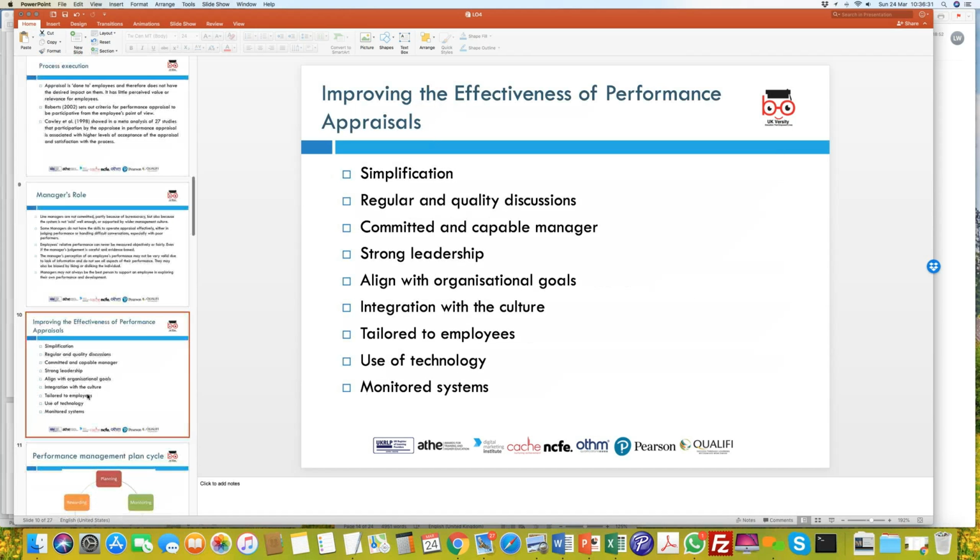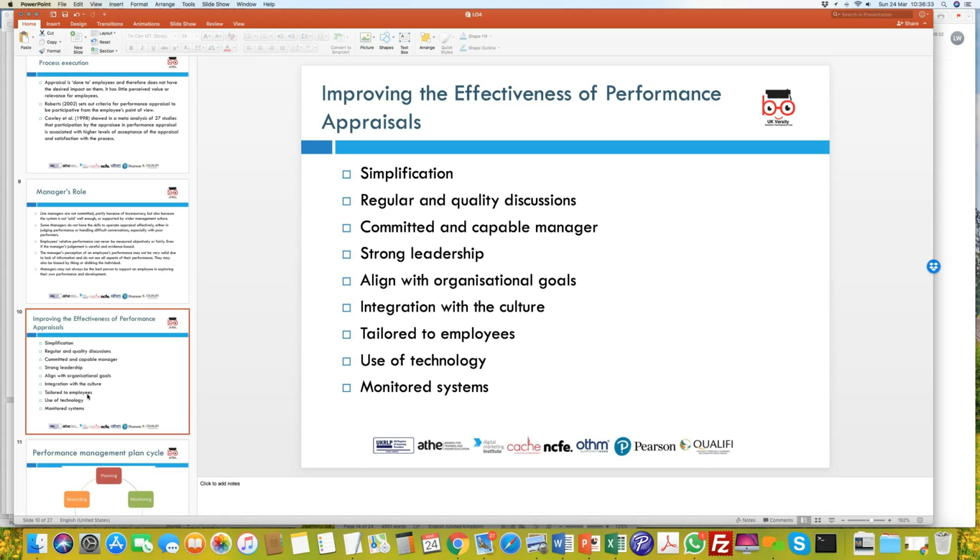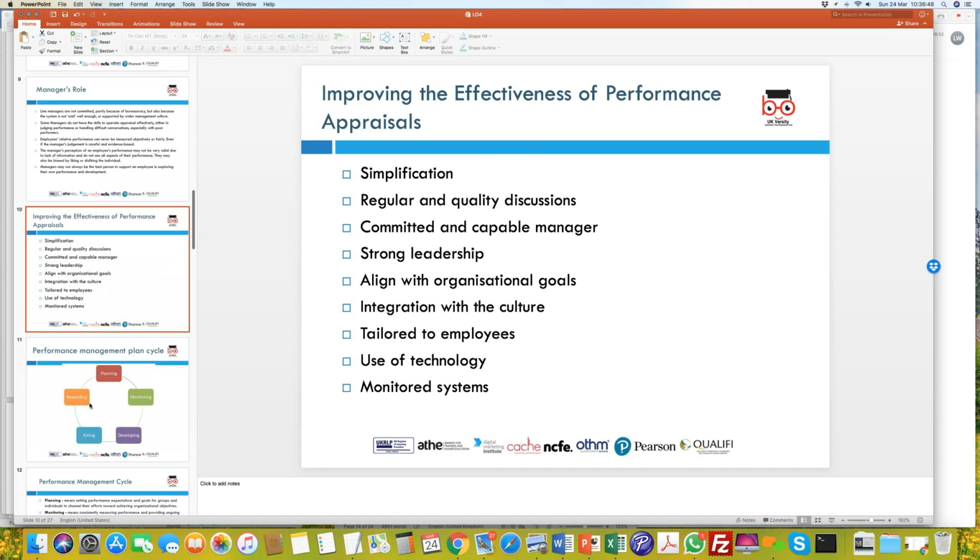Now, when we look at how performance appraisal improves effectiveness, how do we look at why this is an important tool within the organization? We are going to look at some of the benefits of why performance appraisals are done, and how they look at providing, let's put it this way, results which are required within the organization.